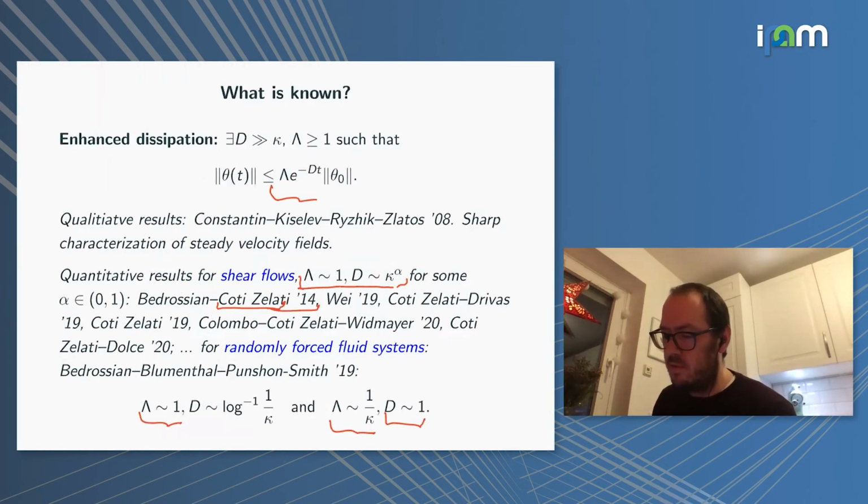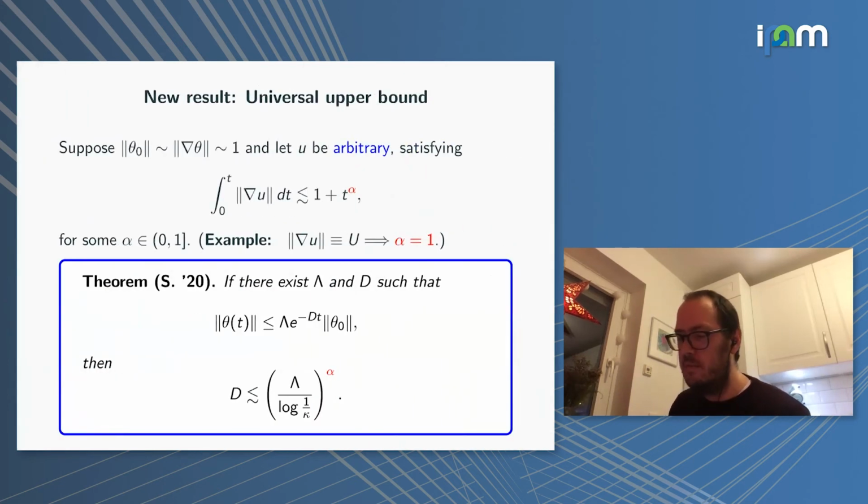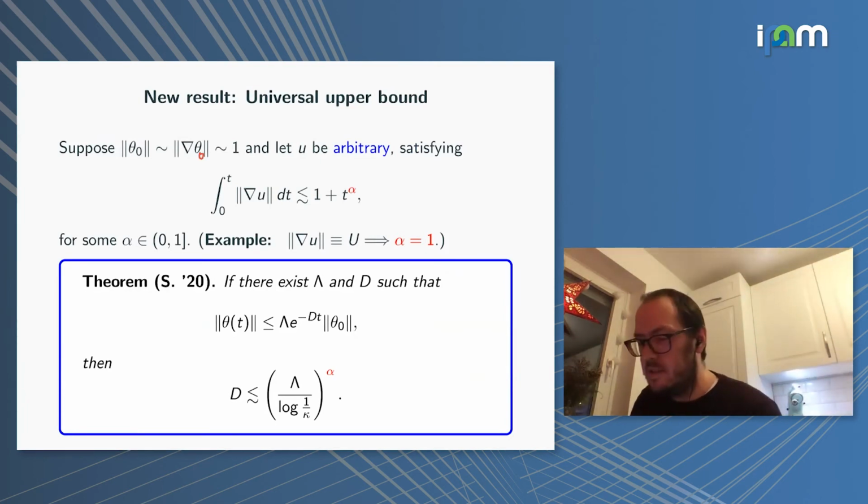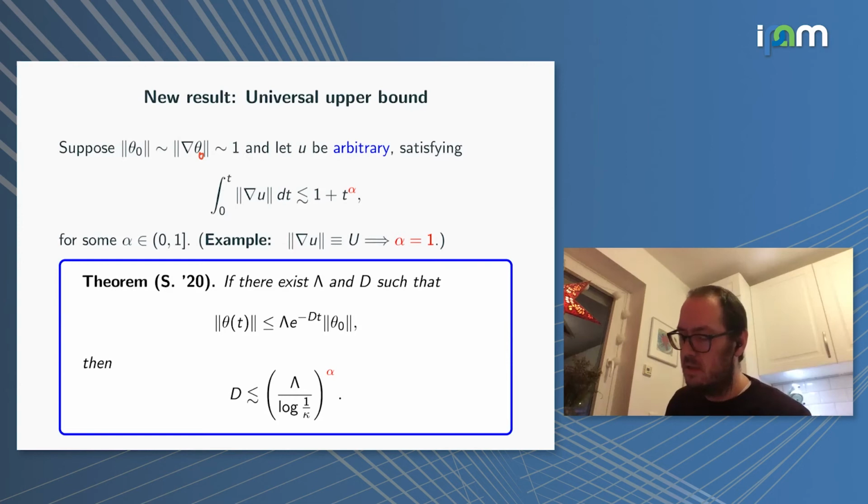So these are examples of enhanced dissipation rates, and the question is, what is the best rate that you can get under quite general assumptions? The assumptions I'm imposing here are the following. As I said earlier, I'm supposing that my initial configuration is order 1 in intensity, and also is regular, so that the gradient of theta naught is also order 1. And I have no assumptions on the velocity field apart from u being divergence free.